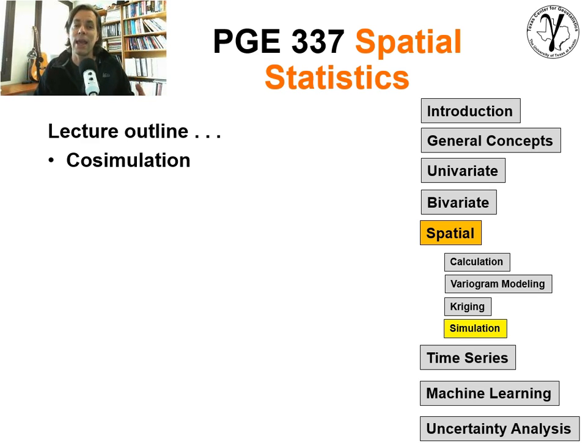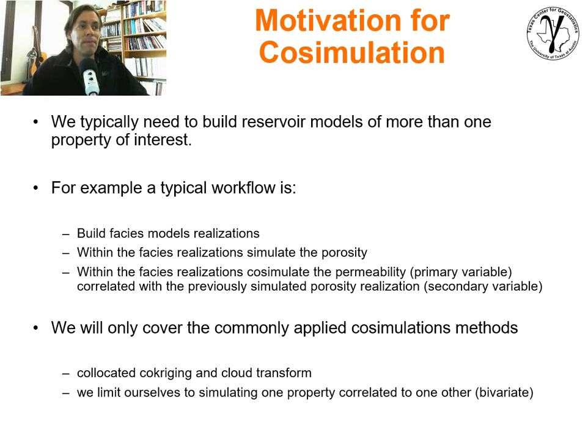How do we take a continuous model within a facies framework and simulate multiple variables? How do we get beyond just a single variable? How do we go to what we term cosimulation? So what's the motivation for cosimulation?